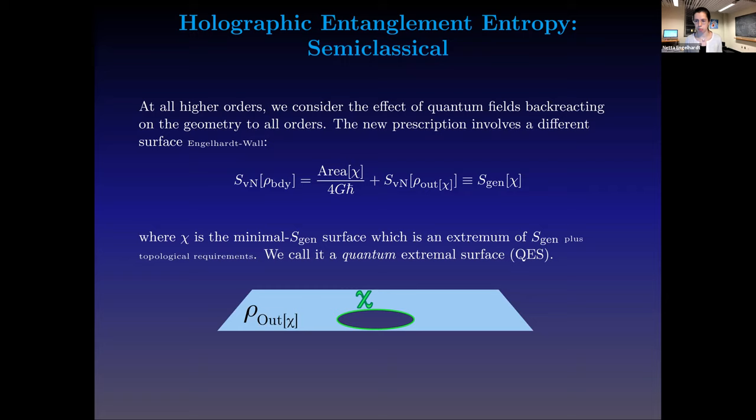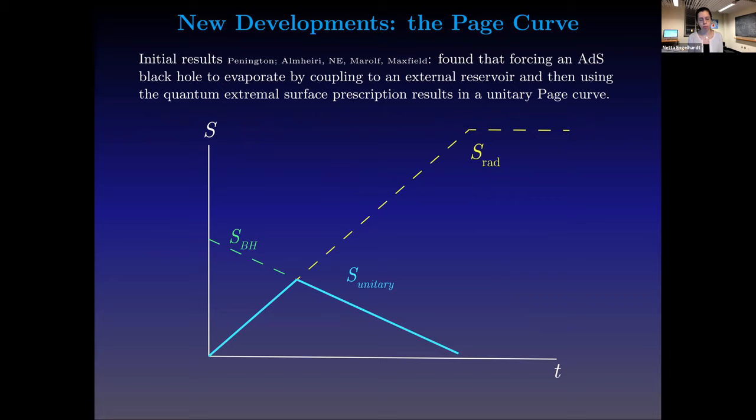Okay, so what did these new developments show? Well, the initial results found that if you force an AdS black hole to evaporate by coupling it to an external reservoir, then if you just use the standard minus trace rho log rho formula for the bulk, you'll find information loss. But if you use the quantum extremal surface prescription, then you actually do get a unitary Page curve.